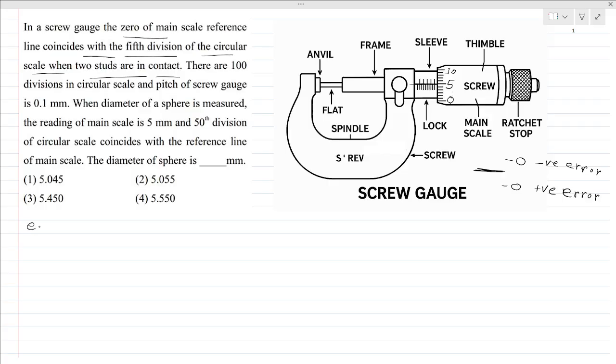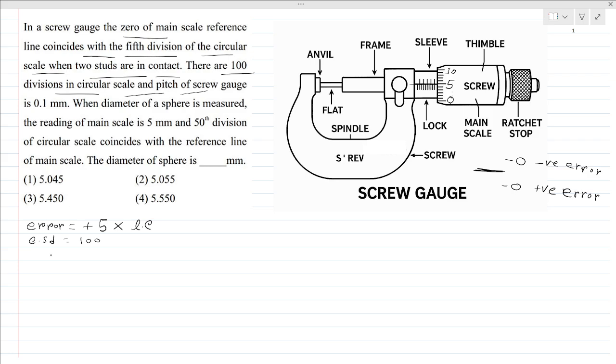So you can write the error equals positive 5, the value which is coinciding with the baseline, multiplied by the least count. Here we want to calculate the least count first. So let's see what other information is given. There are 100 divisions on the circular scale, so you can write the circular scale divisions CSD is 100.